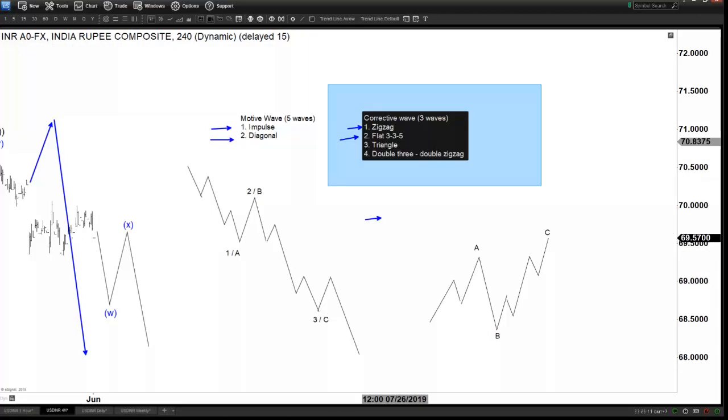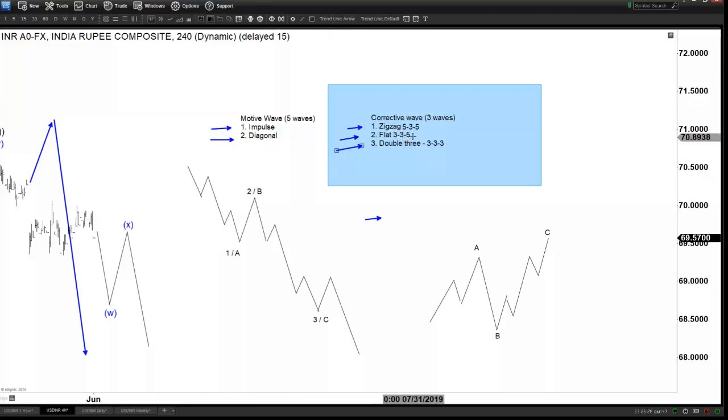Double 3 is, okay, forget about triangle. This is gonna cover you 90% of Elliott wave. Okay, just memorize this. Zigzag is 535, flat is 335, double 3 is 333. So you guys need to memorize this. Not really too many to memorize, guys. You can memorize it, right?